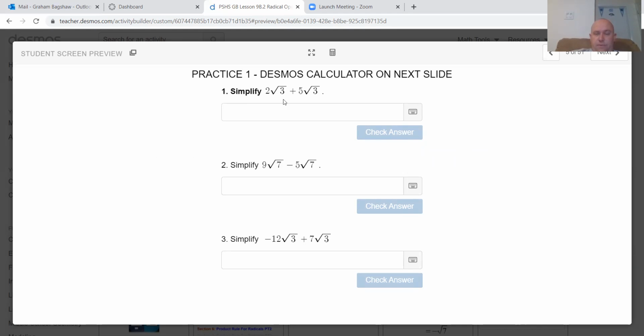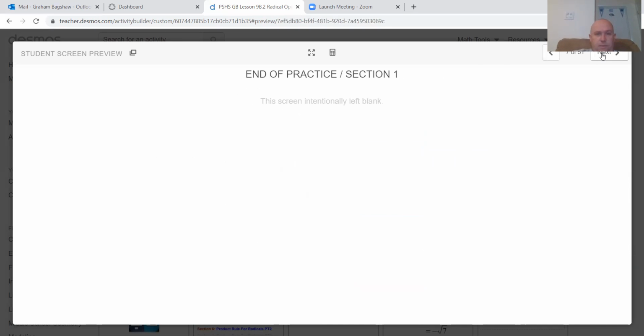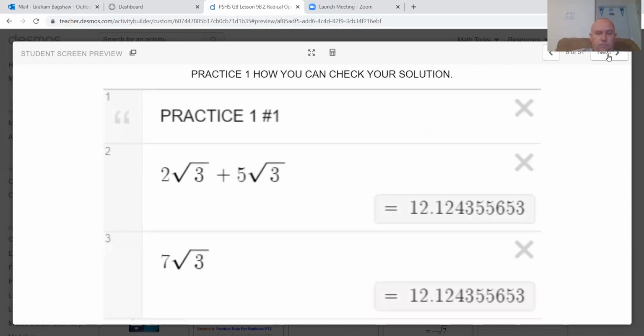So for the square root of 3 here, 2 plus 5 would give you 7. So this would be 7 square root of 3. As they're the same square root, 9 take away 5 is 4. So 4 square root of 7. And as they're both square root of 3, -12 plus 7 is -5. So this would be -5 square root of 3. And you can type those in yourself to check. There's the calculator here if you want to check some of those numbers as well.